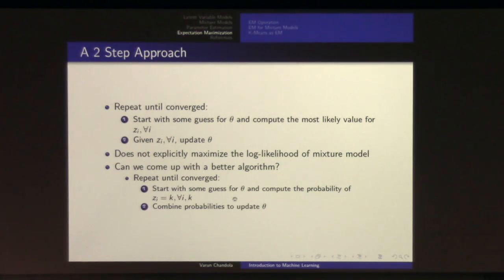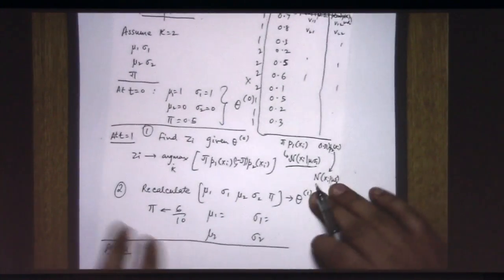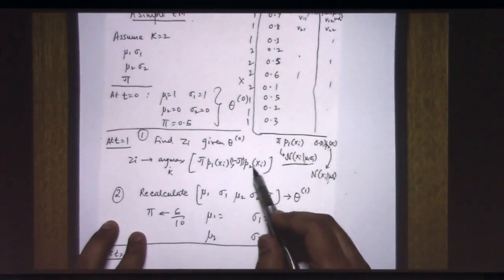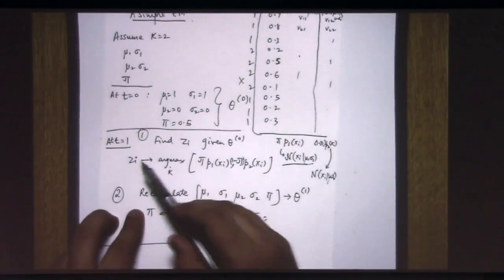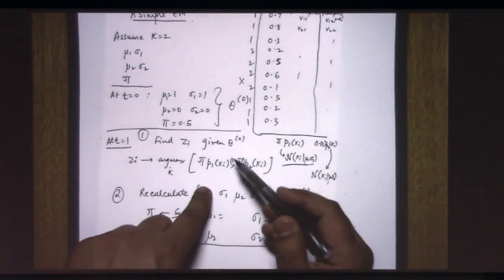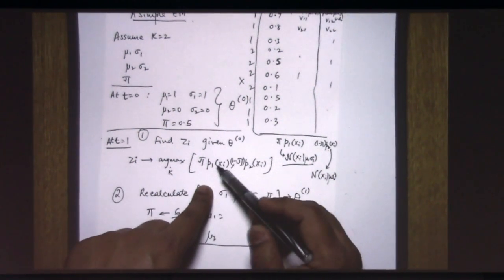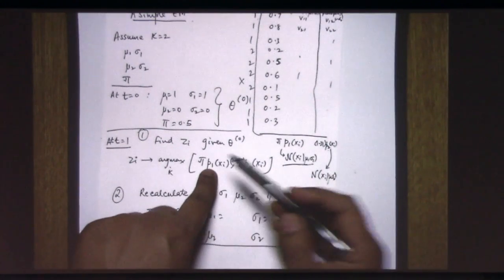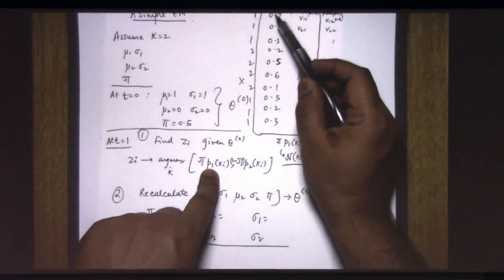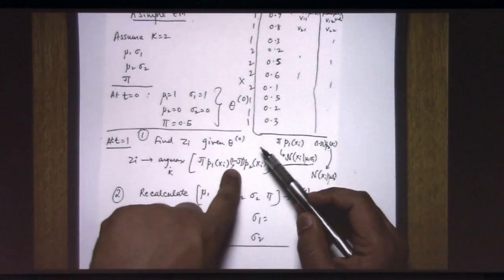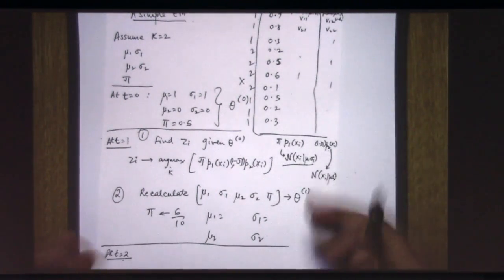So the better algorithm is that at every point, instead of just finding what is zi, right? Remember here, what we did was, we said that you compute these two values and choose the larger one. Instead of that, what we can do is use these as the weights. These are kind of the probability that this point will go to mixture 1, and the probability it goes to mixture 2. So it is softer in that sense.